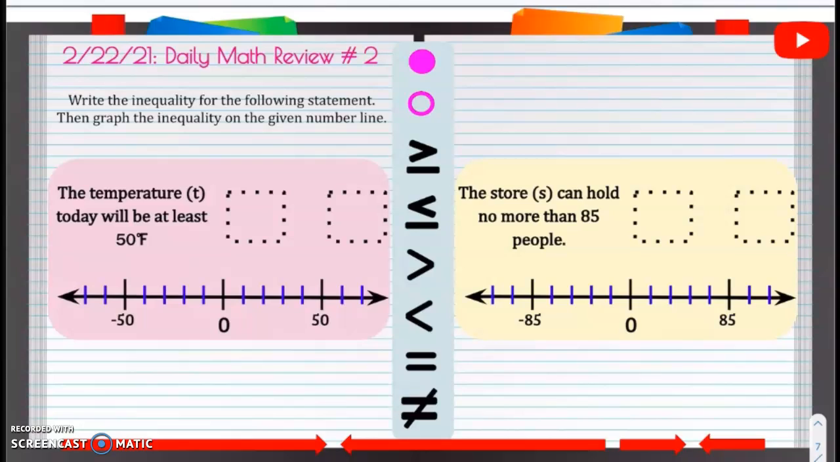Daily math review number 2. Write the inequality for the following statement, then graph the inequality on the given number line.